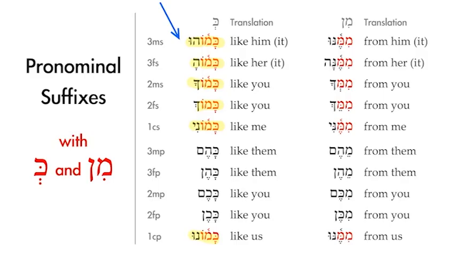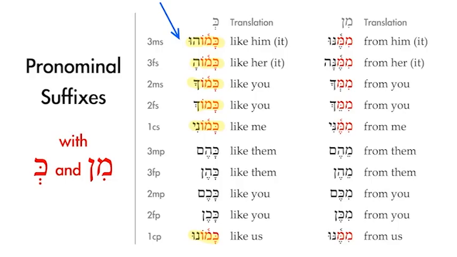The third masculine plural, the third feminine plural, the second masculine plural, and the second feminine plural are all spelled with the simple kaf consonant. The other forms have a longer form or a longer spelling. So you need to memorize that and become comfortable with it.